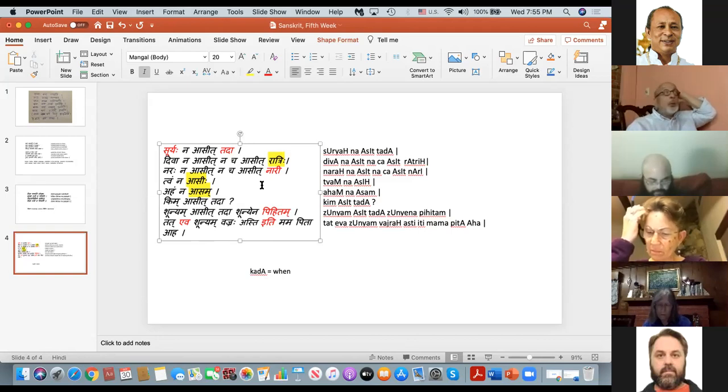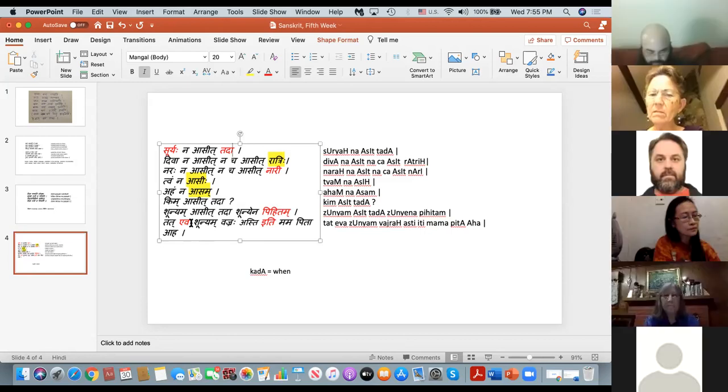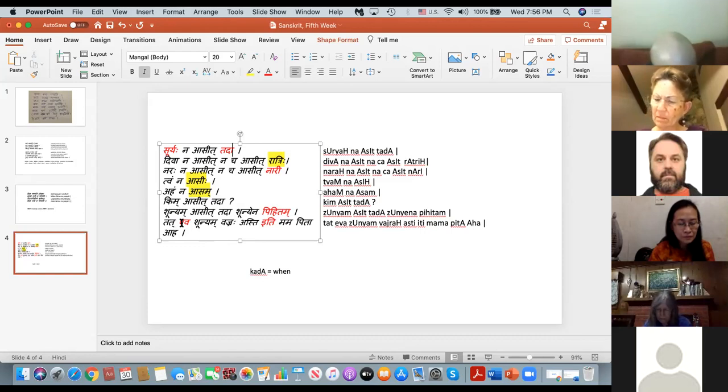Okay. Can you translate the last sentence again? I didn't really get it. Eva sometimes means unknown, but you can also translate it as exactly. Eva is for emphasis. Gautama Eva: only Gautama. Like that, right? Tad Eva: exactly that.